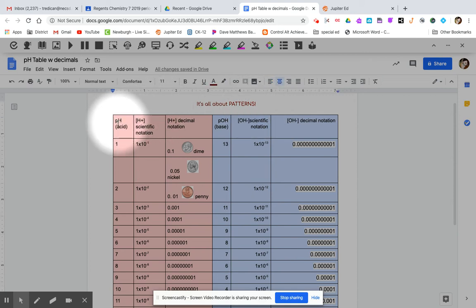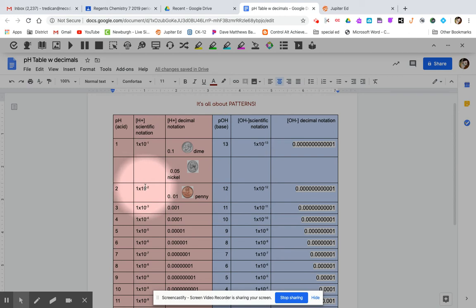Okay, first pattern is pH. pH is a measure of H plus, or how acidic something is. And you should have seen that there's a relationship between pH and H plus. This is an exponential, they call it a logarithmic relationship. So the pH is 1, the H plus is 1 times 10 to the negative 1. pH is 2, 1 times 10 to the negative 2, and so on and so on.